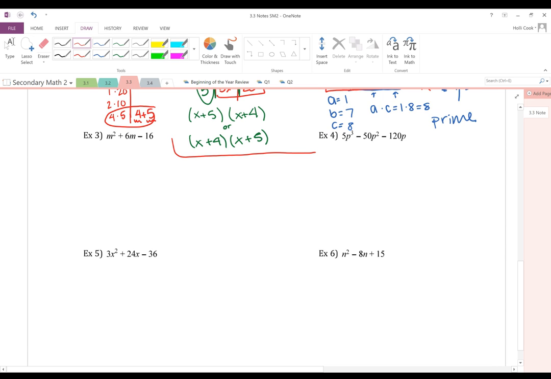All right, so you should have tried example 3. So let's go through this. Our GCF is just 1 again. So we can go straight to ABC. A is 1, B is 6, C is negative 16. So A times C is 1 times negative 16. So we need something that multiplies to negative 16 and adds up to 6.